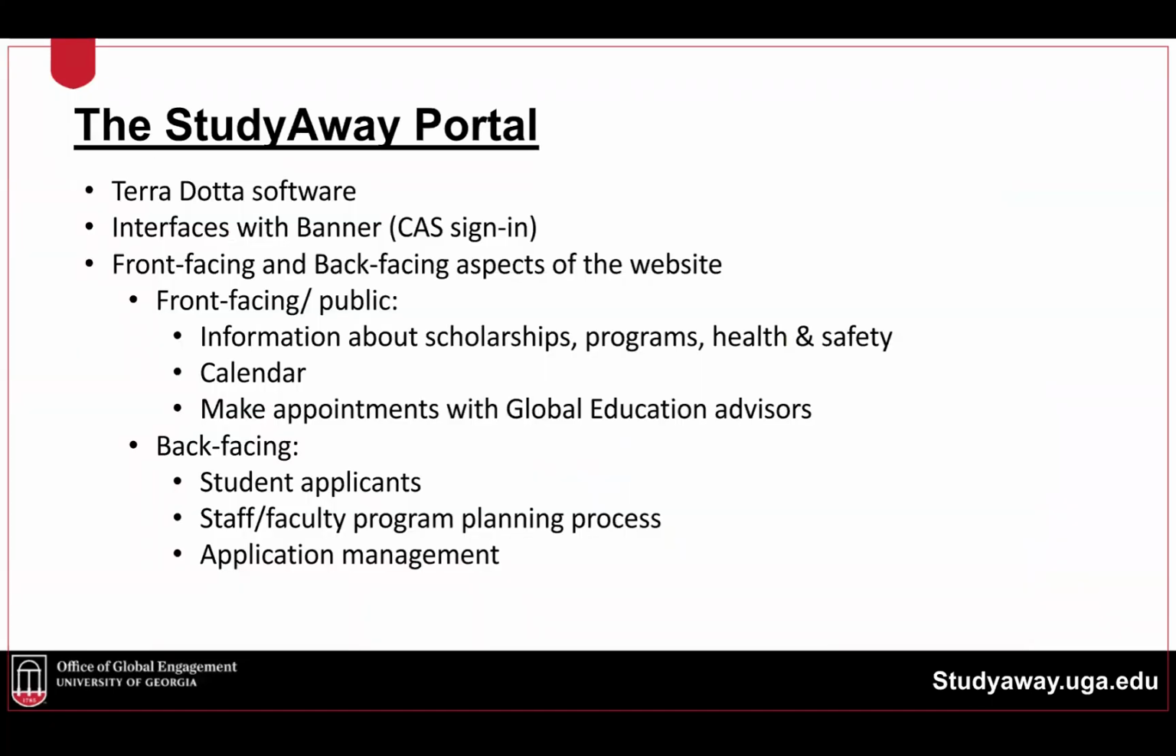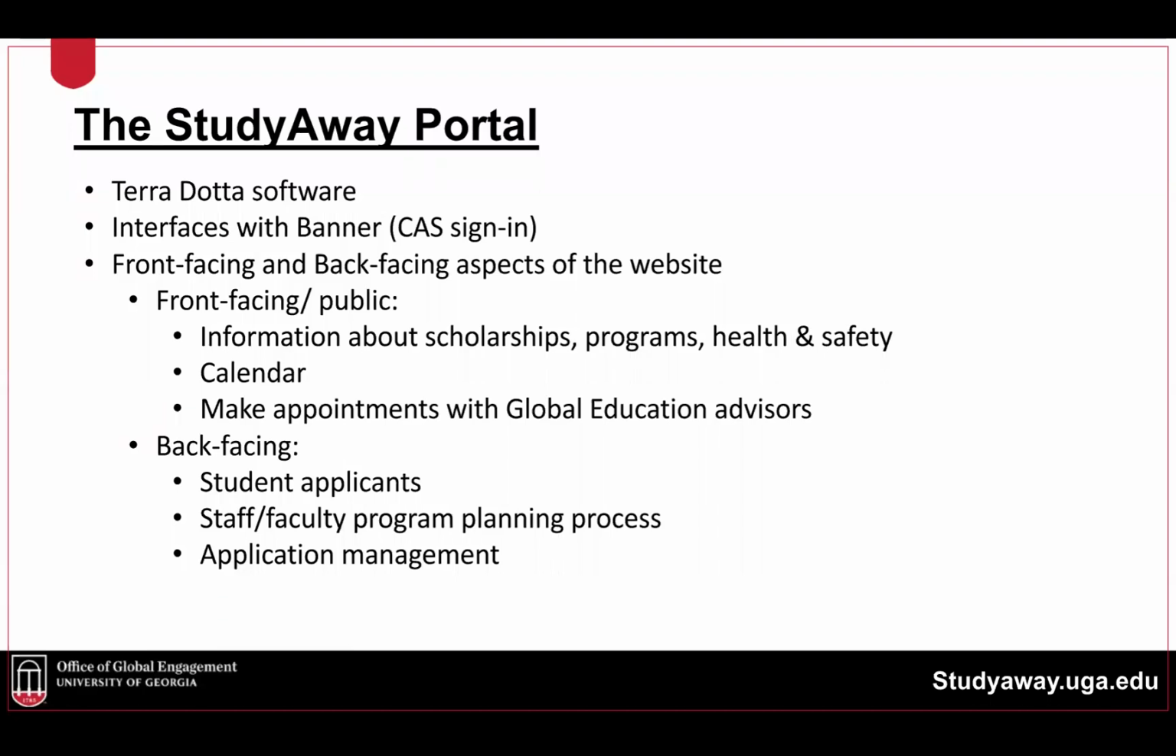So a couple of things about the portal. Our website is run off of Teradata software, which is quite prominent in the field of study abroad and international education. Most other universities that run study abroad use this software as well. And so we base our entire website off of this software. And a couple of important things to know when navigating this website or helping students to understand how to navigate this website. First and foremost, it interfaces with Banner.